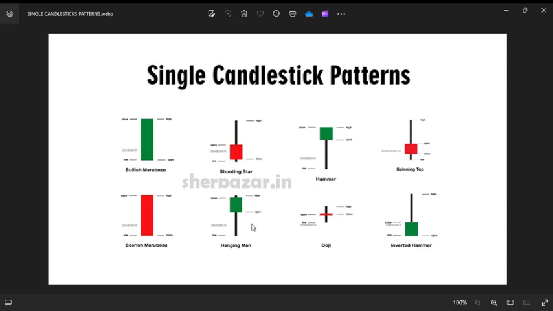The psychology behind it is that sellers push the market down to this last price, but because sellers have lost strength on the market, buyers push the market up again to the opening price and then push it up and close above the opening price. So whenever you see this at the end of a downtrend, this is a possibility that the market is about to reverse to an uptrend and you'll be looking out for opportunities to buy. Let's move on to the next candlestick.